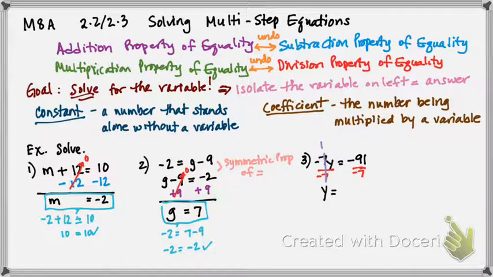So 2 negatives make a positive. 7 goes into 9 once with 2 left over. 7 goes into 21 3 times. So I get y equals 13, but I'm going to check that. Is negative 7 times 13 actually equal to negative 91? Well, signs are different, so it's negative. 7 times 3 is 21. 7 times 1 is 7 plus 2 is 9. And sure enough, I get what I want, so that says, yep, your answer has to be y equals 13.